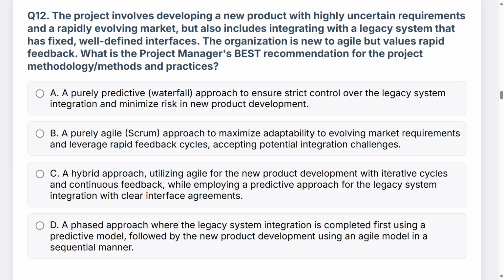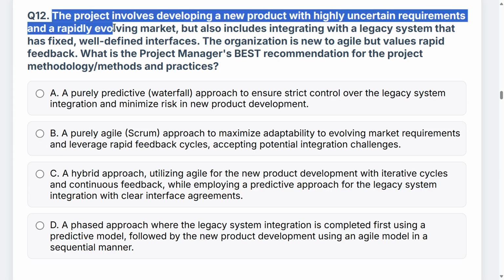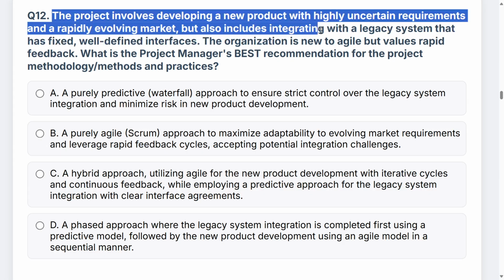All right, my friends, let's examine what the potential answer could be. In questions like this, you need to understand the technology at play. You're developing a new product. It has highly uncertain requirements, so an agile approach will likely work well for that. But it also includes integrating with a legacy system that has fixed, well-defined interfaces. The organization is new to Agile, but values rapid feedback.